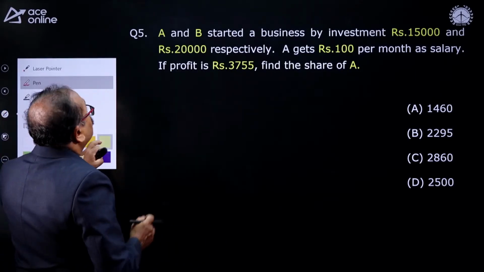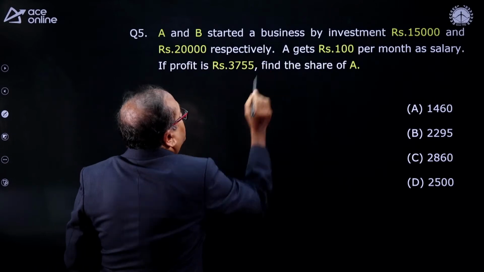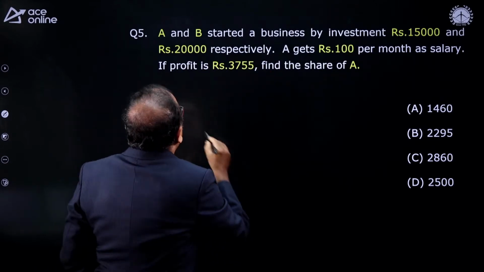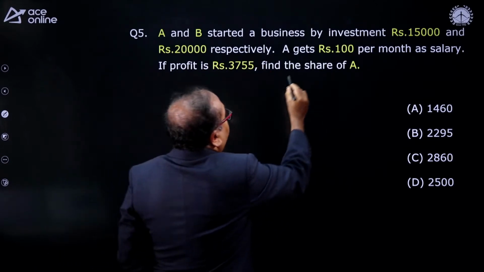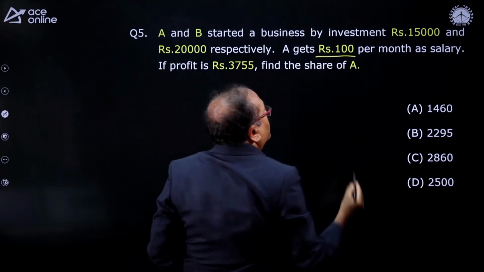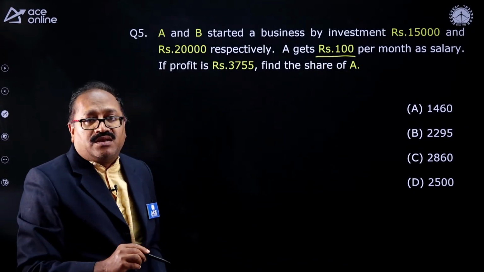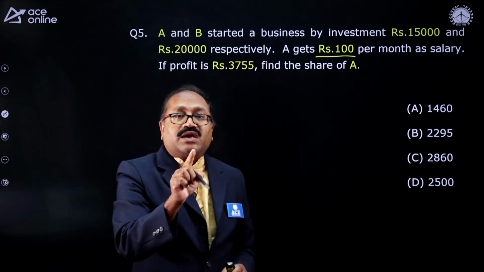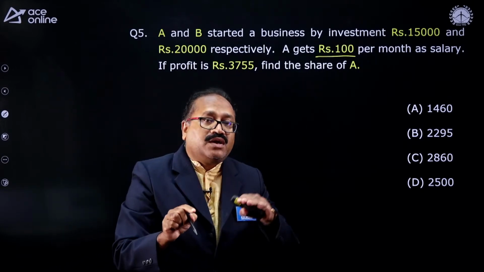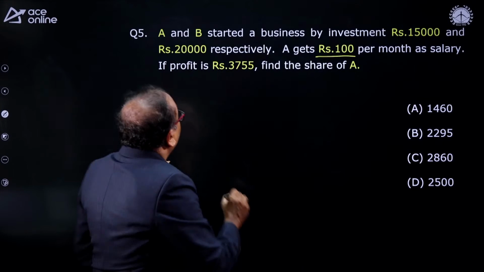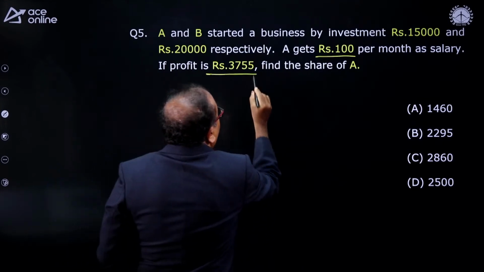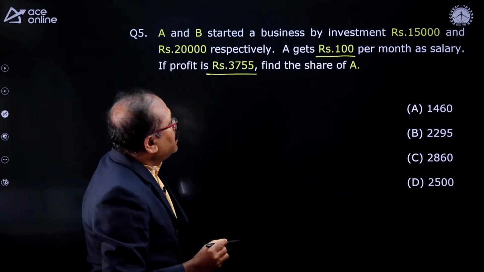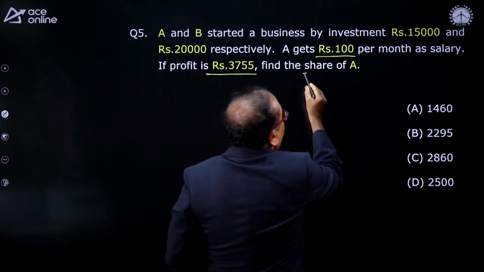So what is this question? A and B started the business by investment of 15,000 and 20,000 respectively, and A gets rupees 100 per month as a salary. And remember that this salary has to be paid from the profit. Now the total profit is 3,755. Then what is the share of A?